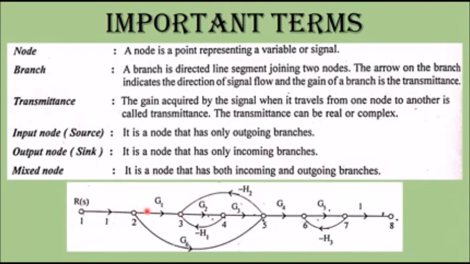Similarly node 3 has incoming, here outgoing, this is incoming, this is also incoming. Likewise, all the nodes except node 1 and node 8 have both input and output. That is why these nodes are called mixed nodes. What is a mixed node? A node that has both incoming and outgoing branches is called a mixed node.